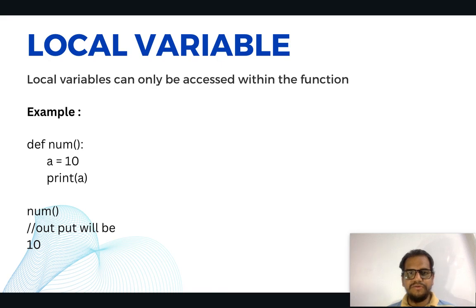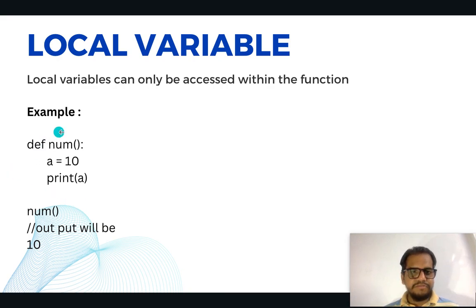A local variable can only be accessed within a function. It means we can write the local variable in a function only, and we can access or modify the local variable in that function only. It is called a local variable.